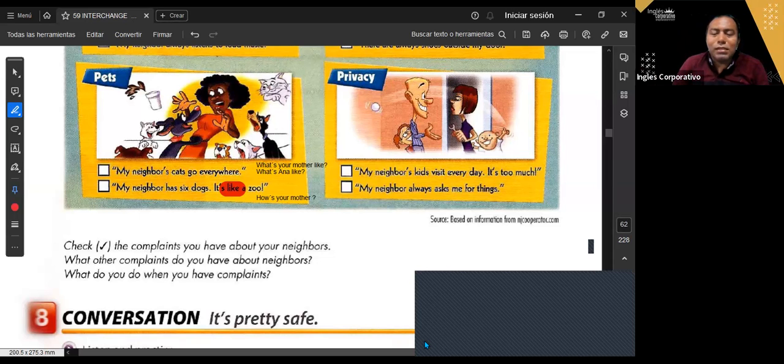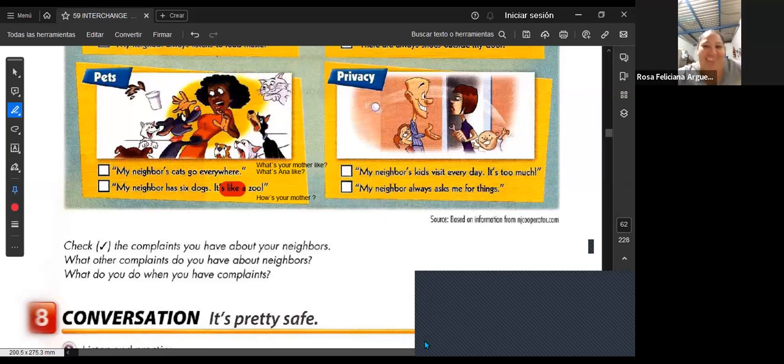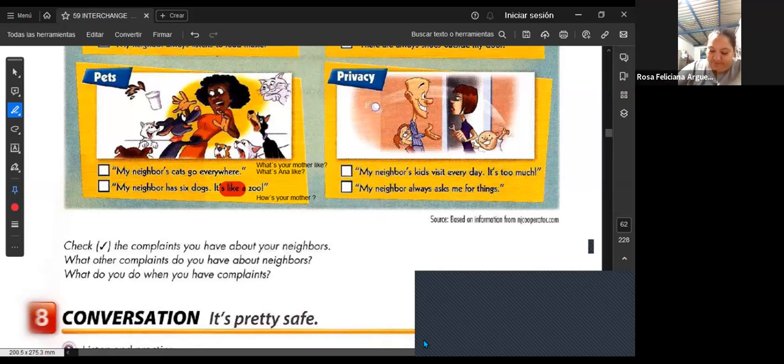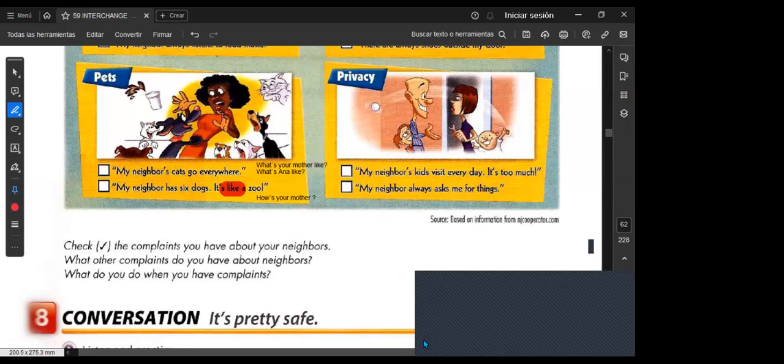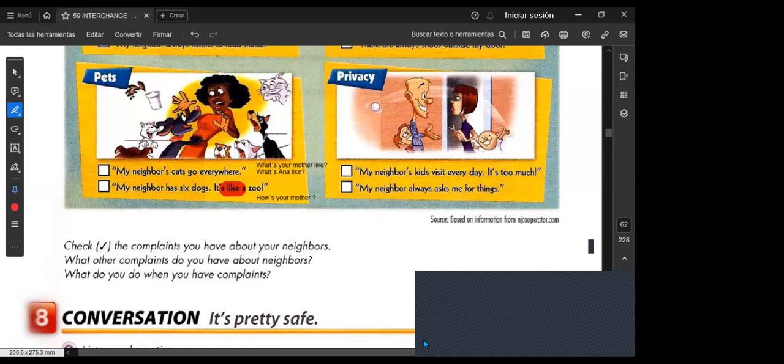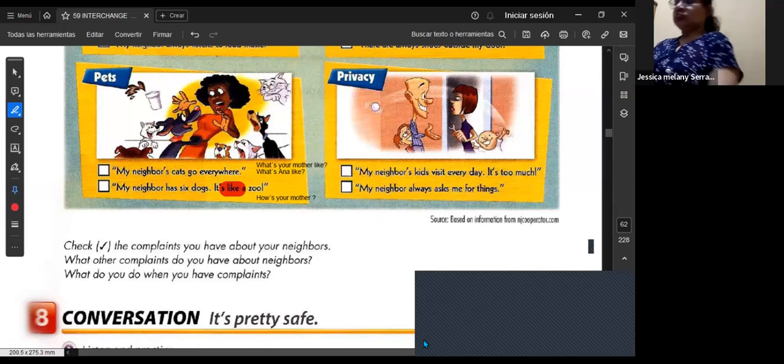Okay, what else did you listen at the end? ¿Qué más? ¿Al final qué escuchó? Oh, my car. In the car, the alarm. Car's alarm, right? Okay. What else? Some park. Okay, some park, right?